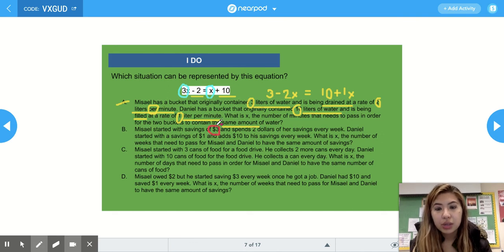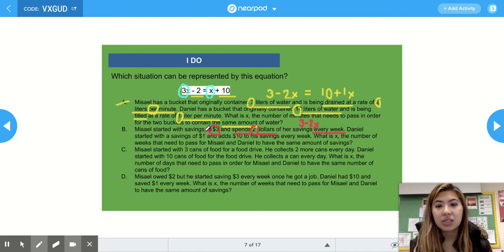Answer choice B says Misael started with a savings of $3. So that's the initial value, so that's going to be our constant, and he spends $2 of his savings every week. If he's spending the money, we're going to subtract that 2x, since the key word is every week. So that makes the $2 the slope or the coefficient.